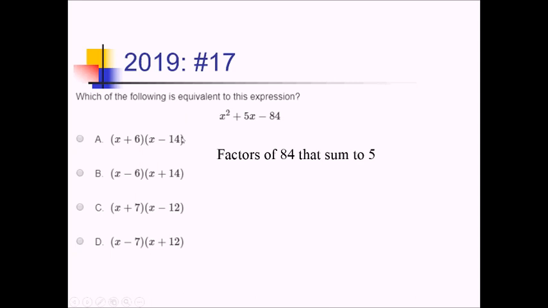6 times 14 does multiply to give you 84, but it does not add up to 5 in any way, shape, or form. Now if you look here at positive 7 and negative 12, that would add up to negative 5. How about negative 7 and positive 12? Yep, that would do the trick. Multiplies to give you negative 84, adds up to positive 5. There it is, choice D.